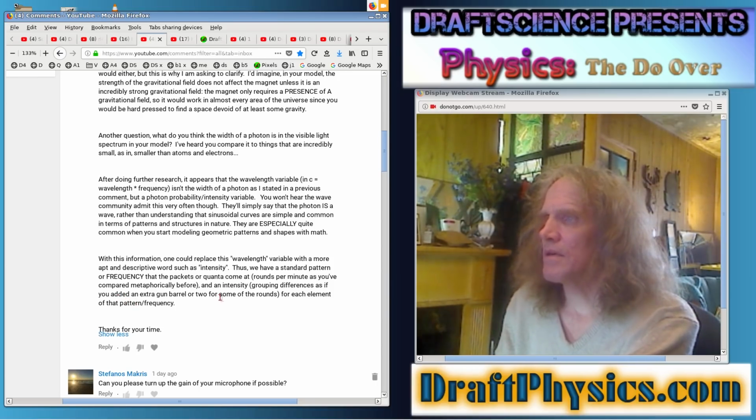Alright, intensity. Grouping different, as if you add an extra gun barrel to some of the rounds for each element of that pattern frequency. Thanks for the time.